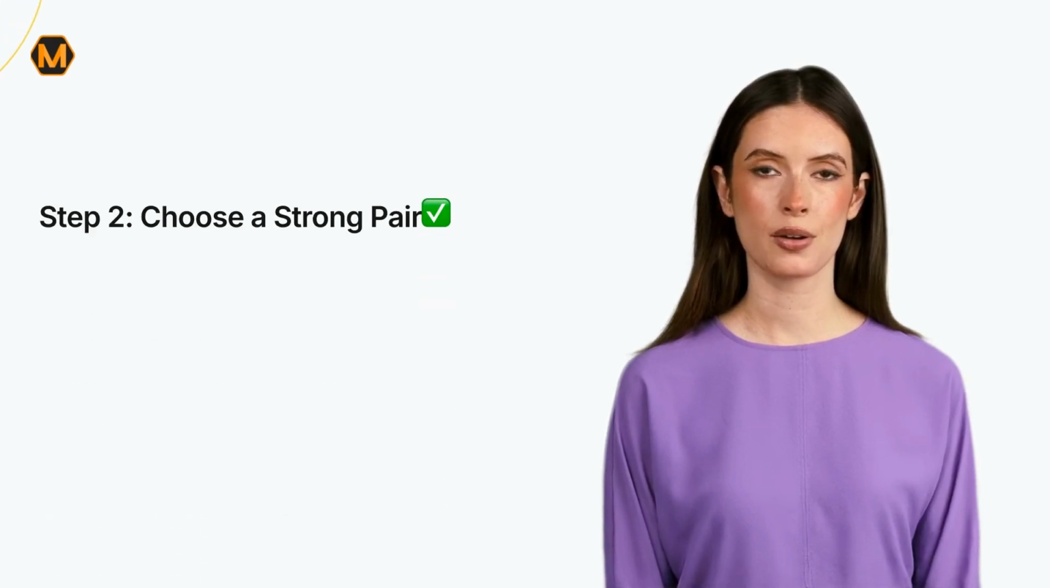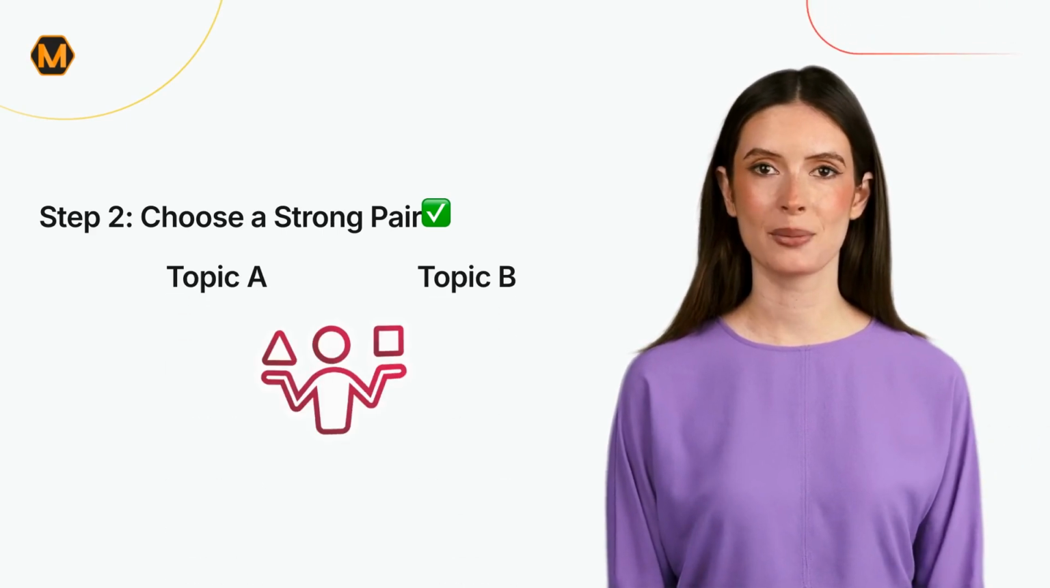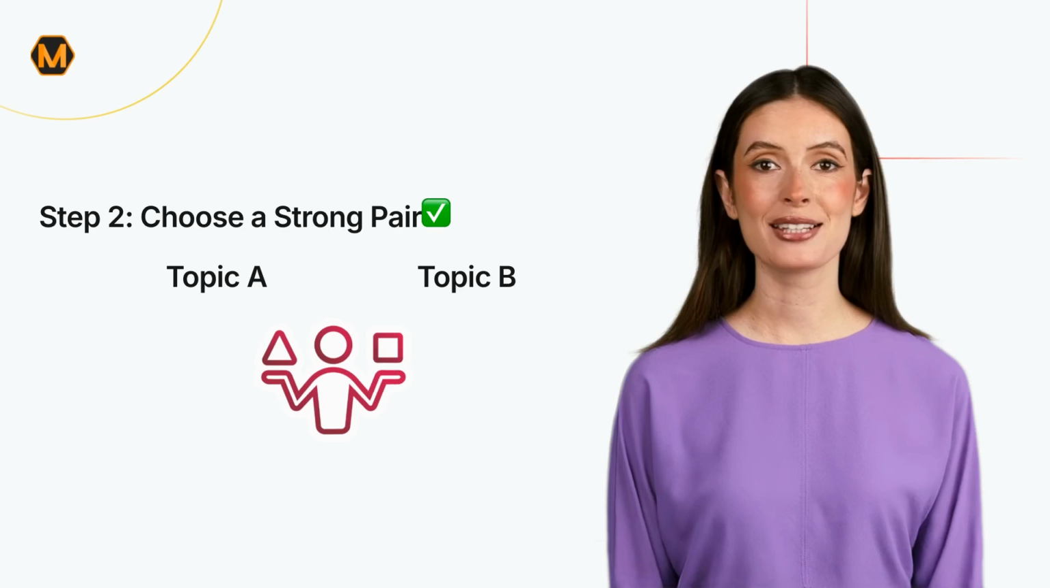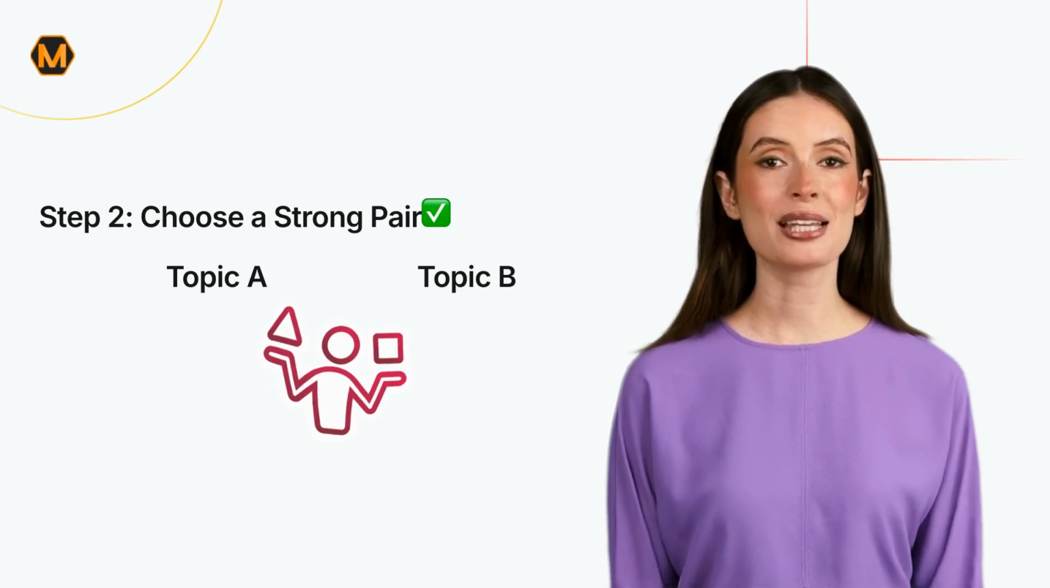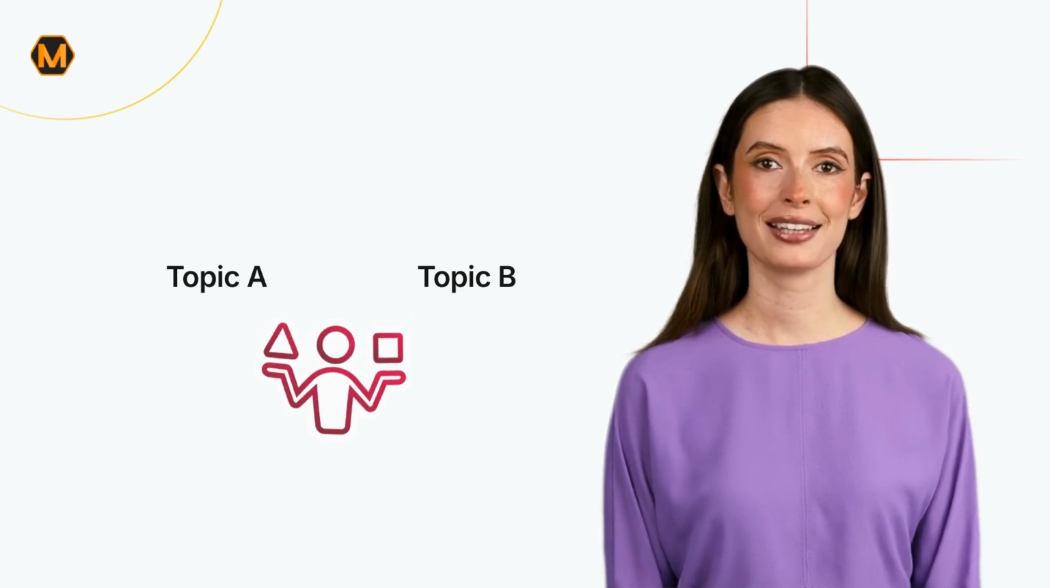Step 2. Choose a strong pair. To write a great compare and contrast essay, you need to pick two topics that make sense to compare. That means they should have enough in common so the comparison is meaningful but also have clear differences, so there's something to contrast. Think of it like this.